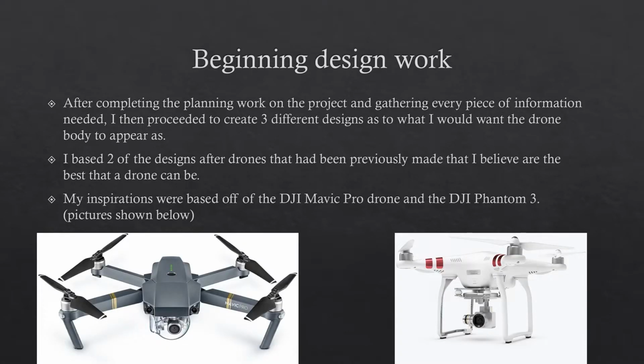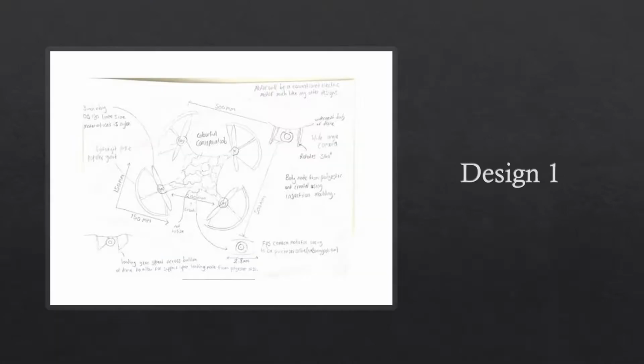Beginning design work. After completing the planning work on the project and gathering every piece of information needed, I then proceeded to create 3 different designs as to what I would want the drone body to appear as. I based 2 of the designs after drones that had been previously made that I believe are the best that a drone can be, and are 2 of the best in the industry. My inspirations were based off the DJI Mavic Pro, that's seen in the bottom left, and the DJI Phantom 3, that's seen in the bottom right.